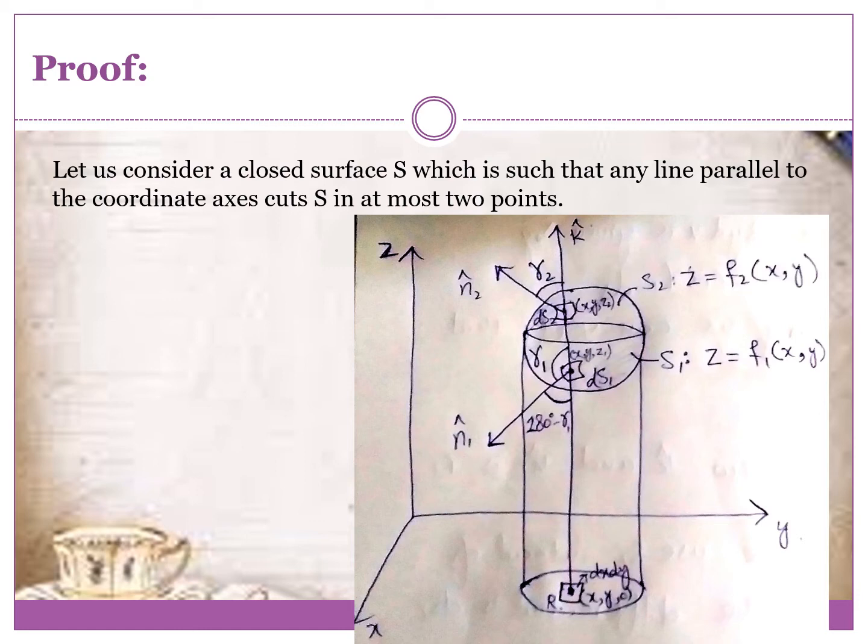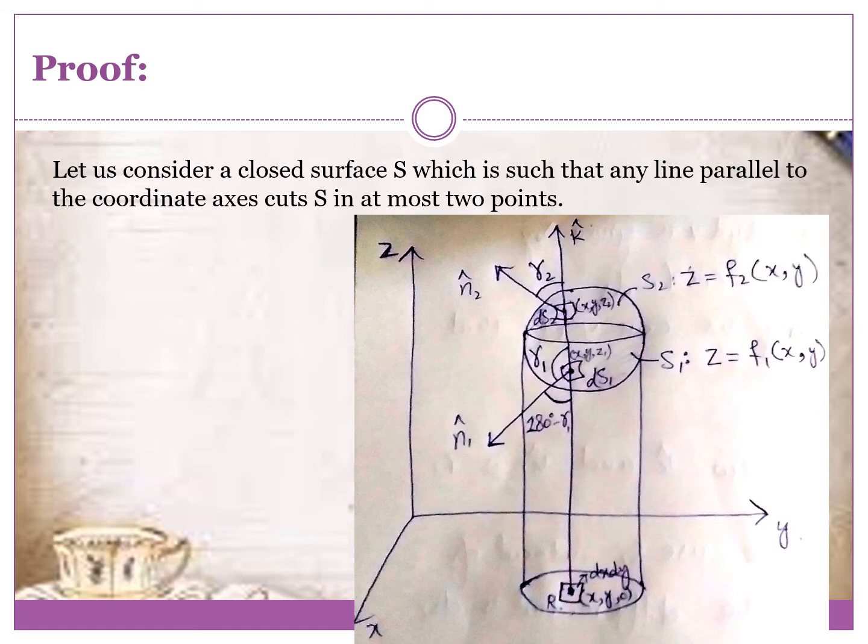Here we have drawn a line parallel to the z-axis. Then it will intersect at most at 2 points. Usually we consider this surface as a sphere or ellipsoid, etc. Here the word "at most" is used, which emphasizes that the line drawn can either pass parallel to the coordinate axis without touching.